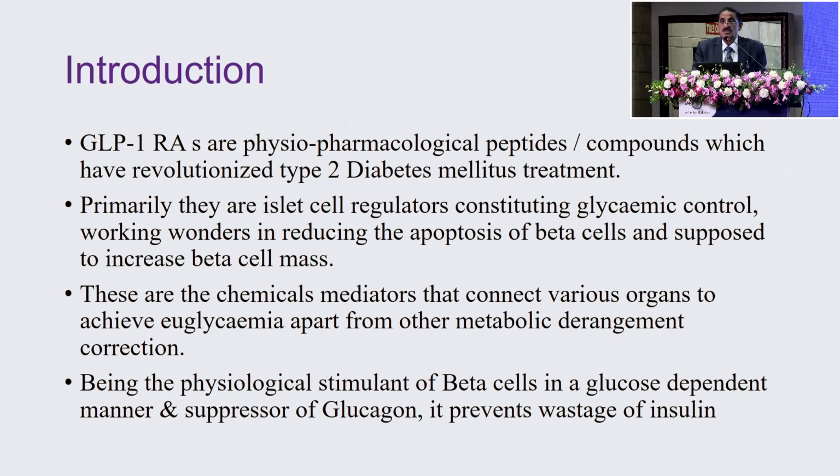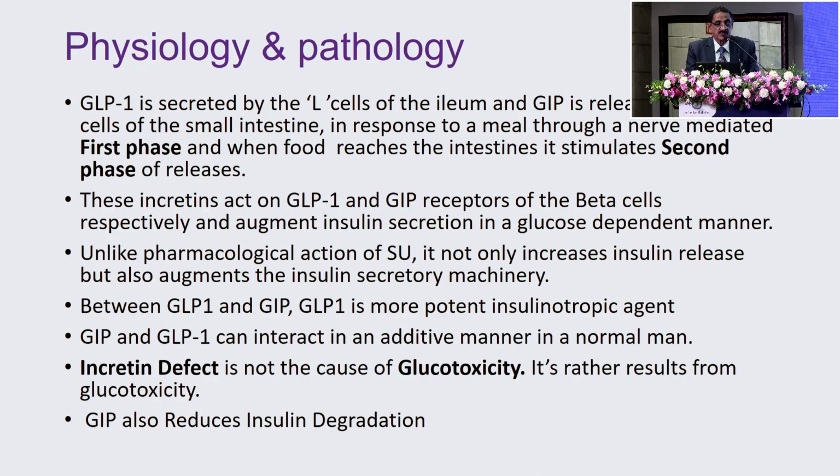Being a physiological stimulant of beta cell in a glucose-dependent manner and suppressor of glucagon, it really prevents the wastage of insulin. Coming to the physiology and pathology, GLP-1, as you know, is released by the L cells of the ileum, and GIP is released from the K cells of the small intestine in response to a neuronal stimulation via the vagus as a first phase. And then when the food enters the intestine, it produces a second phase of incretin release, just like how we studied the gastric acid, which has a cephalic phase and a gastric phase.